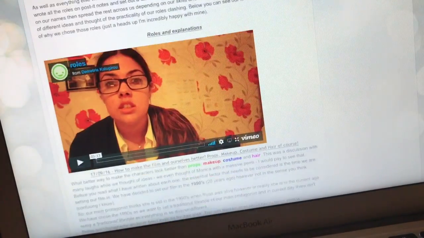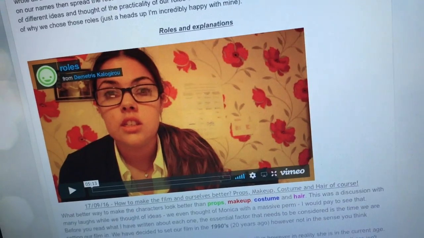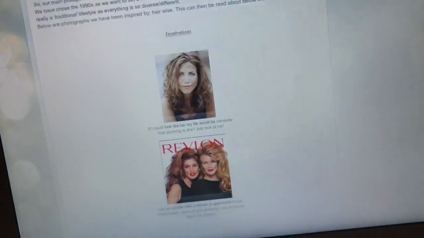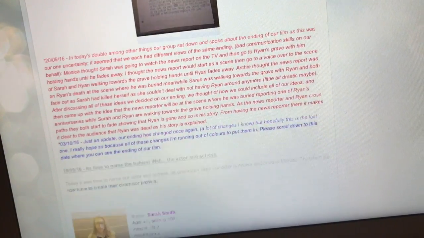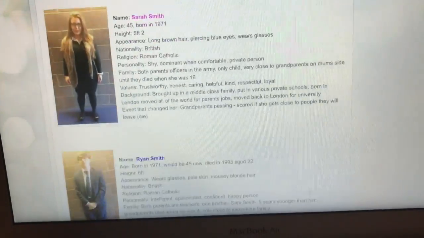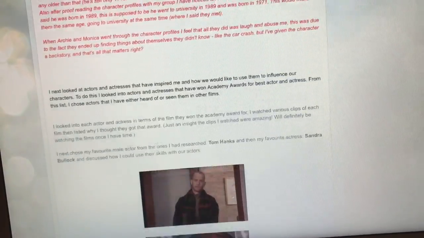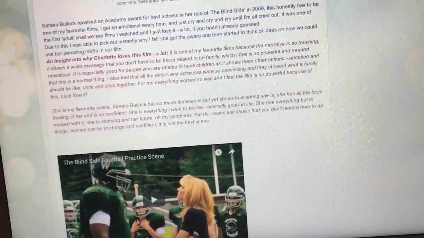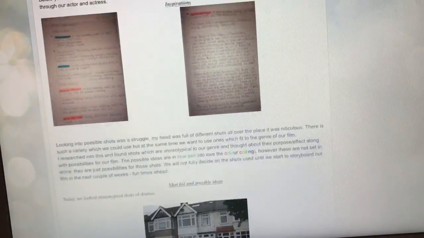So she's added in vlogs, as you can see here. She's added in a vlog which is quite long. It was like 5 minutes long, I think, talking about what sort of roles. She's added in pictures of different celebrities, which will be really relatable and you can attract to that sort of thing. She's highlighted and done colour coordinating. Here she's done character profiles, which I think are really good because she's put a picture in of them so you know who she's talking about. She's put in famous people like Tom Hanks, scenes from films like The Blind Side.